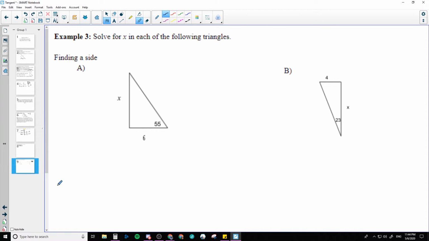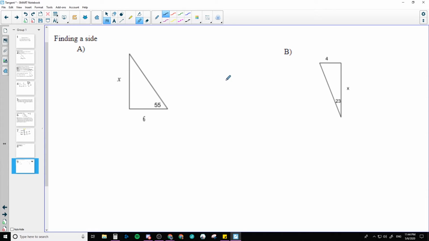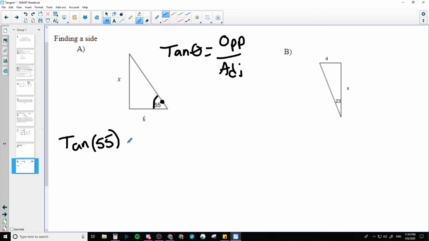Last page with a couple of examples. These ones are asking us to find a side when we know an angle. So let's get into this. Again, we'll just write our ratio here. Tan theta equals opposite over adjacent. This is our angle here. It's missing a little degree sign, so I'll add one. This is theta, which means for this one, tan 55 equals opposite is x and adjacent is 6.